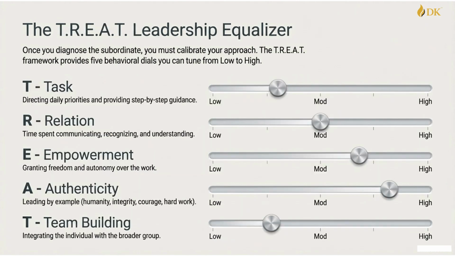Relationship orientation is about communication and connection. It involves checking in on concerns, building trust, and understanding the individual's motivations. Sliding this lever to high is essential when a team member feels demotivated or unfairly treated, as they need to feel heard and valued. For others, a moderate setting is sufficient to maintain a professional bond while keeping the primary focus on growth and task completion.